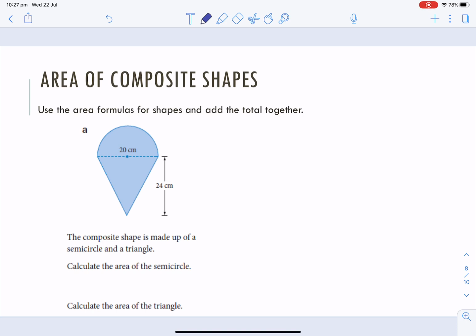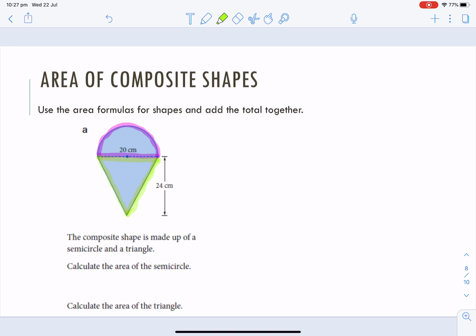So what have I got here? Looks like a bit of an ice cream cone. The composite shape is made up of a semicircle and a triangle. I'm going to use my highlighting tool here. Sorry, it's not straight. That's my semicircle, and we're going to try green here. Not all the time will you have this pretty dotted line. You may have a shape, and you need to try and interpret where the imaginary dotted lines could be. So I've got my green triangle and I've got my pink semicircle.